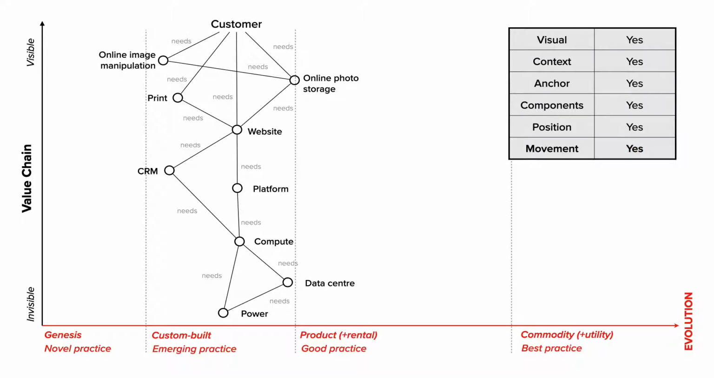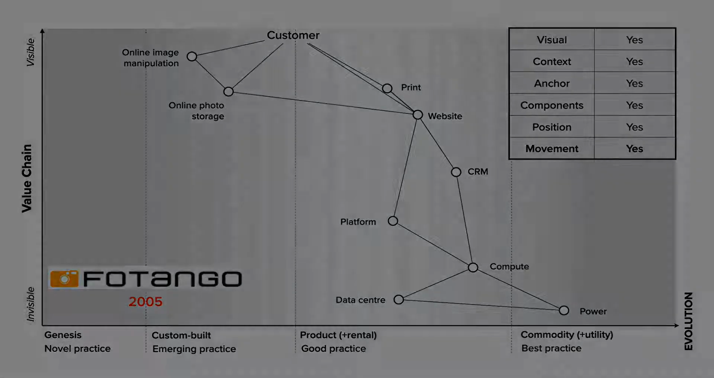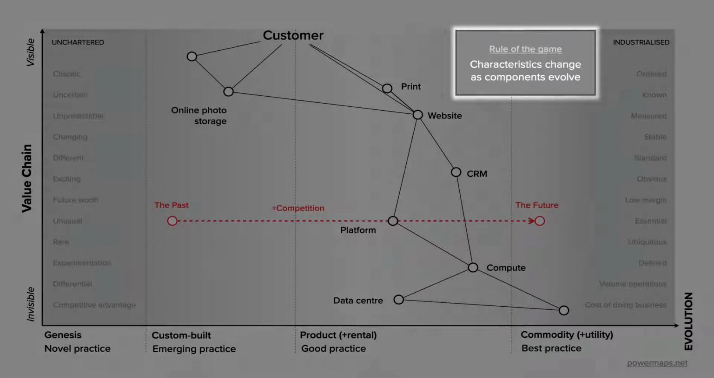We now add in the all-important evolutionary axis, showing the 4 stages that everything we do and how we do it evolves through. So now we can see how evolved each component was back in 2005. And this is the Photango map we'll use to show how we can anticipate the future by using the economic rules of the game. The first rule of the game is that the characteristics of components change as they evolve.